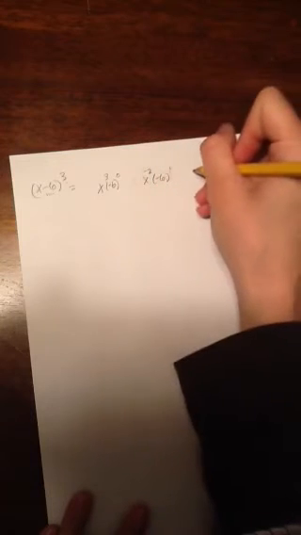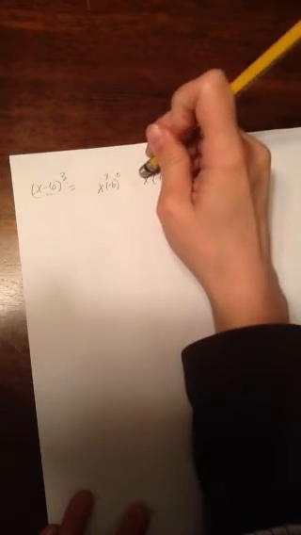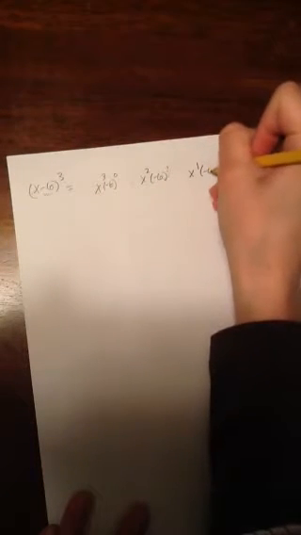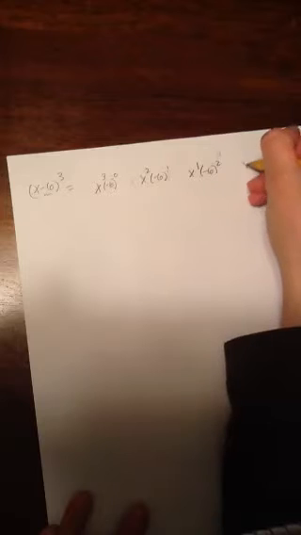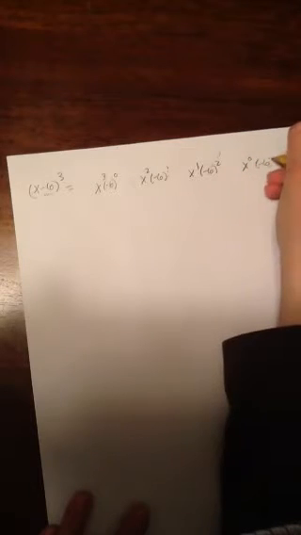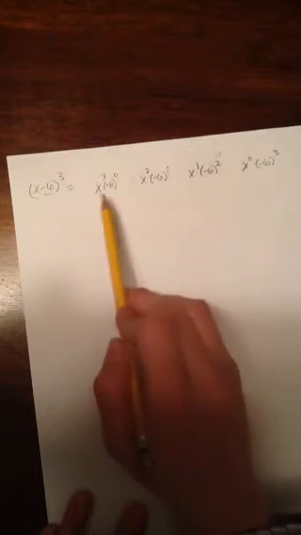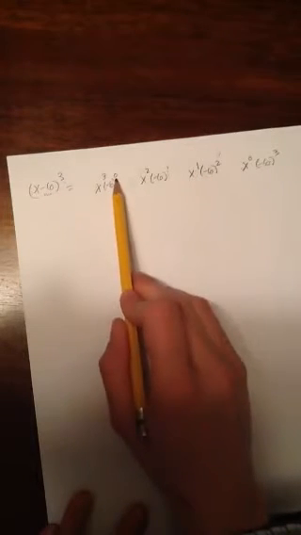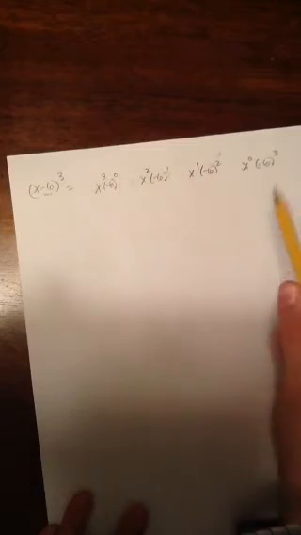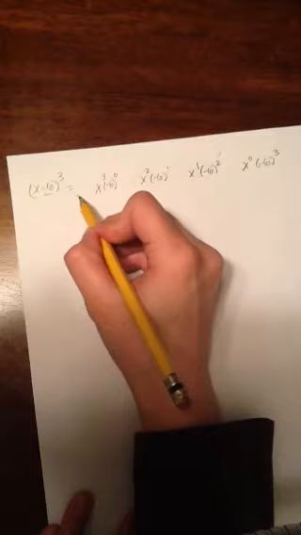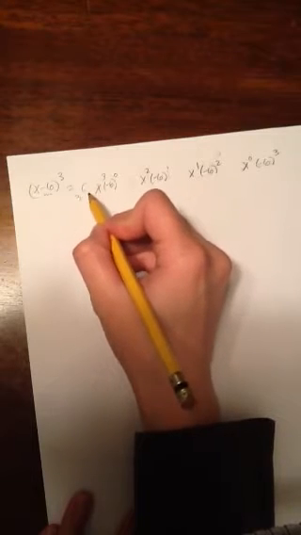So negative 6 to the 0, negative 6 to the first, negative 6 to the second, and negative 6 to the third. So I went on the x's 3, 2, 1, none, and on the negative 6 I went starting with 0, 1, 2, 3.